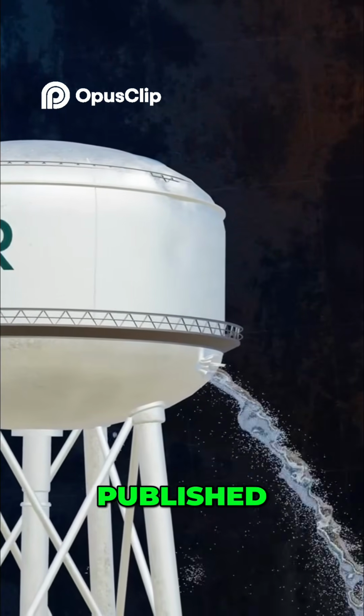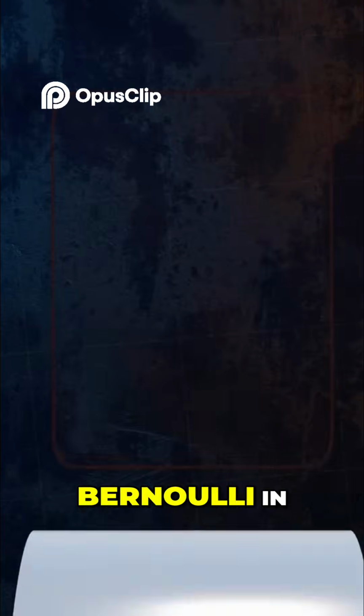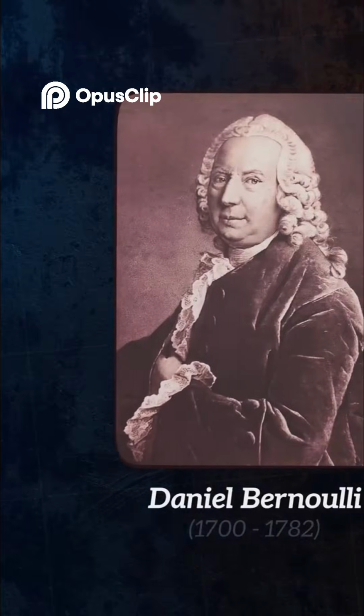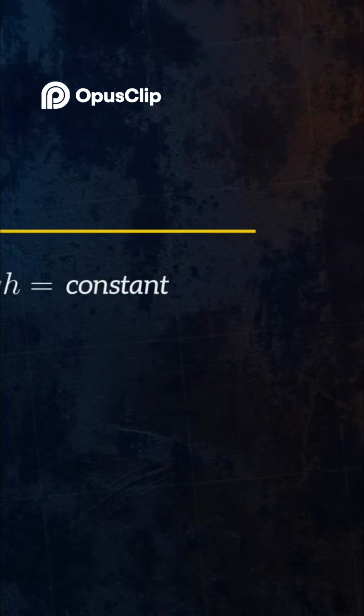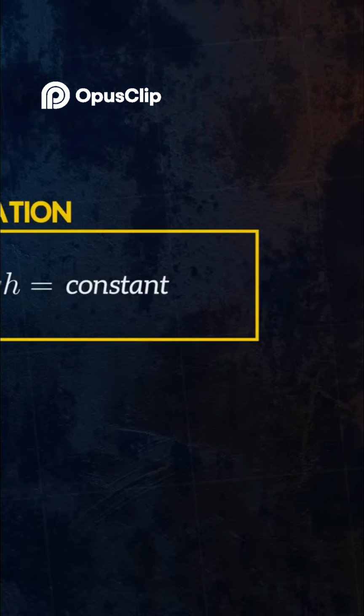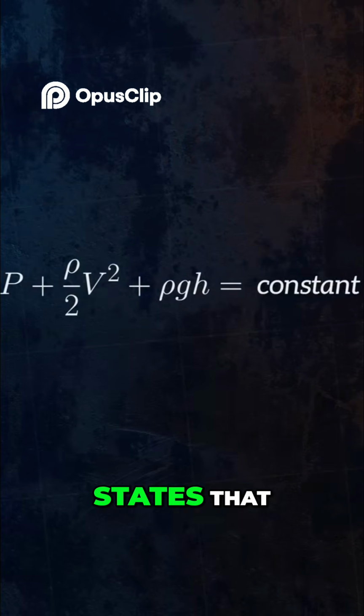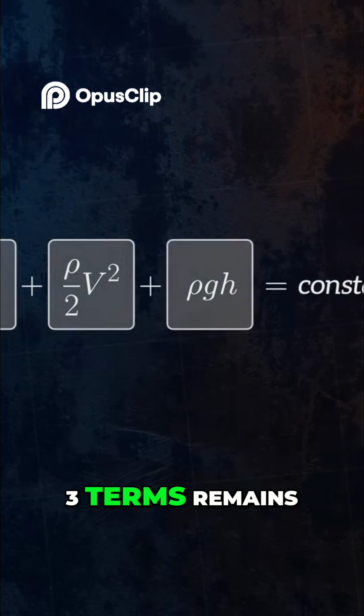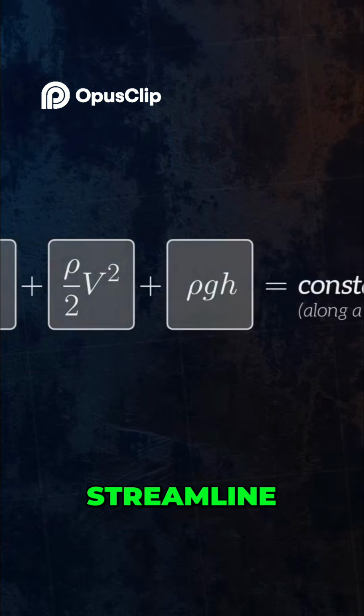It was first published by the Swiss physicist Daniel Bernoulli in 1738, and it looks like this. The equation states that the sum of these three terms remains constant along a streamline. Each of the terms is a pressure.